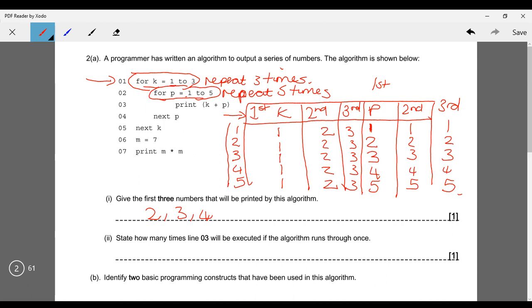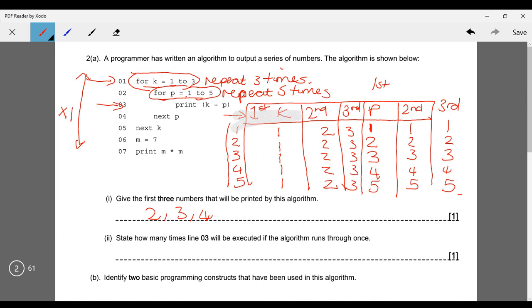So the next question, the reason I've sort of drawn this all out, is how many times line 3 will be executed if this algorithm runs through once. And what that means is if the entire algorithm is allowed to run from start to finish, that is once, how many times is this line going to be repeated? And the line we're talking about is print k plus p.